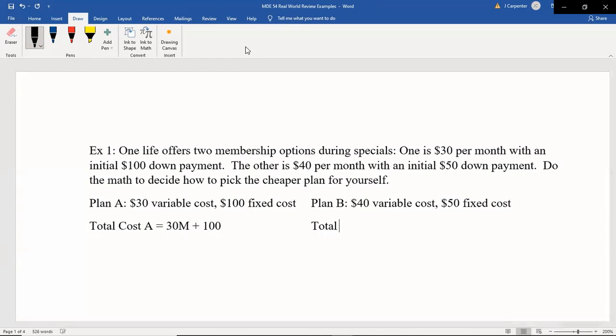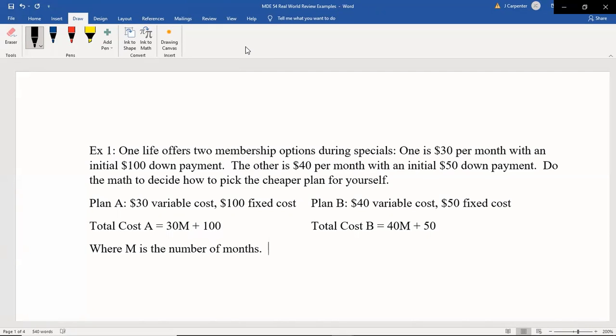Then the total cost B would be its variable cost of $40 per month times the number of months, plus its fixed cost of $50. Now it's not $50 per month, it's just $50. And then if you want to say somewhere where M is the number of months, this is us being very thorough.